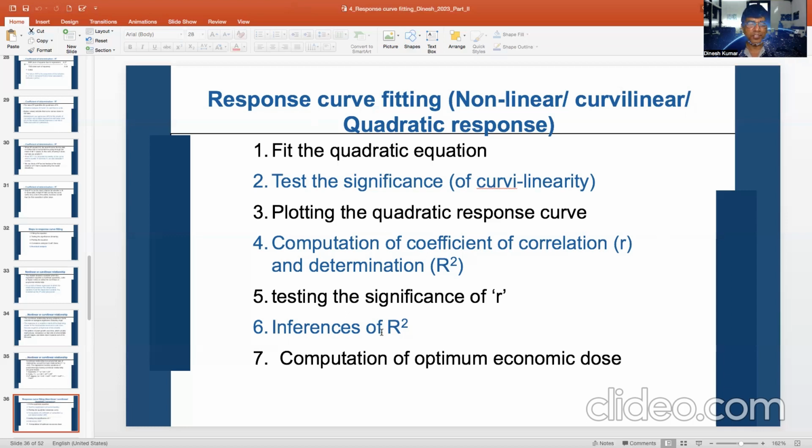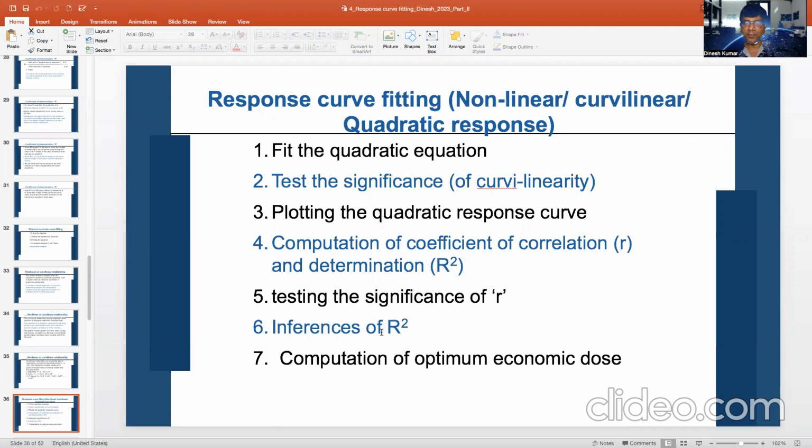Once you have done up to step 6, the additional step could be computation of the optimum economic dose. From a linear relationship, you cannot find out the optimum dose of the fertilizer because with every unit increase, the return is the same or constant. So there we cannot decide the optimum economic dose of fertilizer. So here, what is the problem? You have a curvilinear kind of relationship. So it is not a straight line, and if it is not a straight line, then it is very, very tough to identify the coordinates.